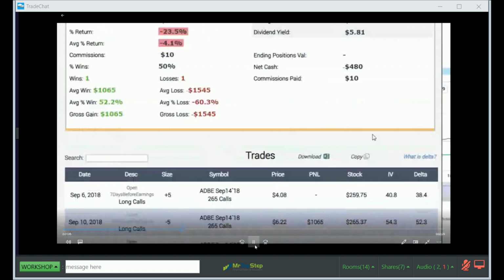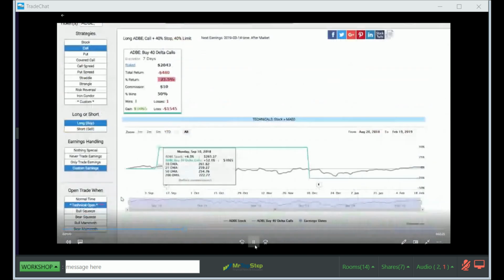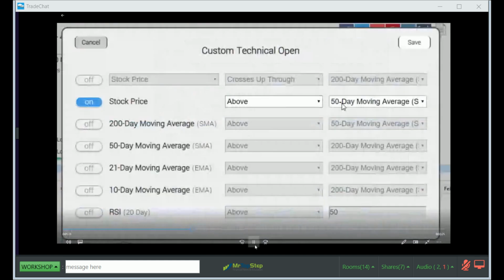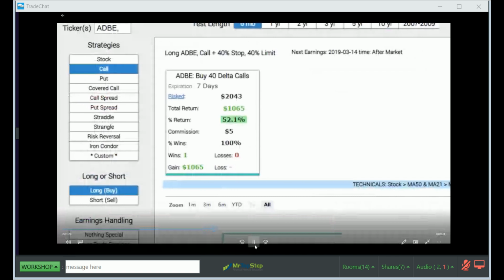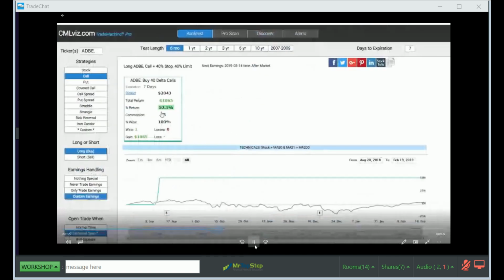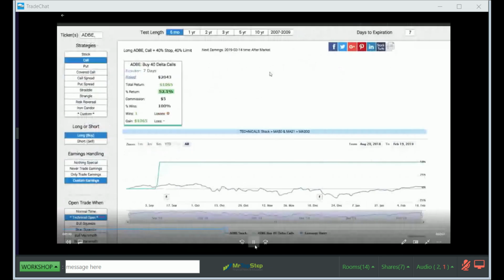So I'm going to go into my technical open. This is the first thing we have, which is stock price above the 50-day moving average. But I also make sure that the 21-day moving average is above the 200-day moving average. So if the stock price is above the 50-day moving average and the 21-day is above the 200-day, I feel like we're not in a bear market. So let's see what the results are now. All of a sudden, it skips that losing trade 6 months ago, only opened the trade in September, so it worked perfectly. And now if we go back to the last 5 years, we're getting even better results.